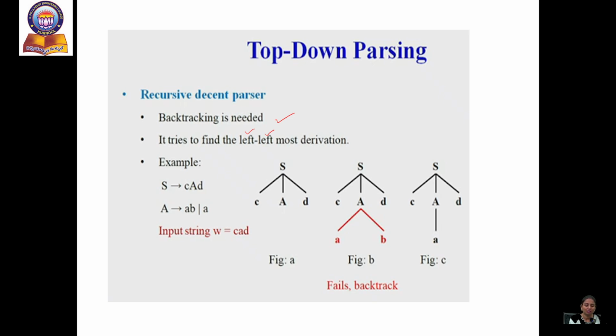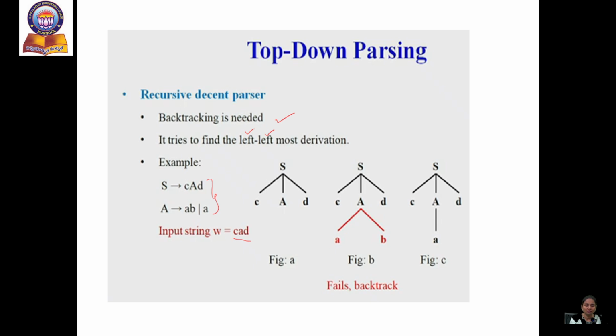Here we have taken one example, some production like S derives some production and A derives some production. For this given grammar, we are trying to construct a parse tree. We have to get the string CAD. We are going to check whether the given string CAD can be accepted or is an error by using this grammar.